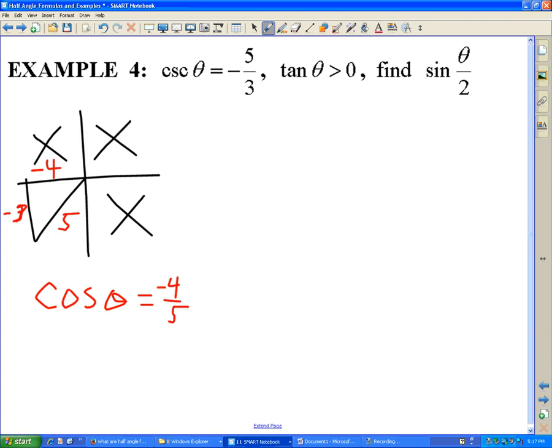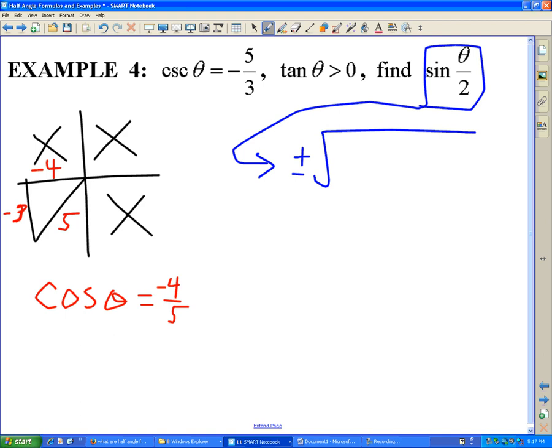Okay? So now that I know the ratio I need, let's go determine what we want. We want the sine of theta over 2. I think I said pi over 2 repeatedly there, which is really weird. What I meant is theta over 2. The sine of theta over 2 is plus or minus the square root of 1 subtract cosine of theta, divided by 2. And our cosine theta value is negative 4/5.